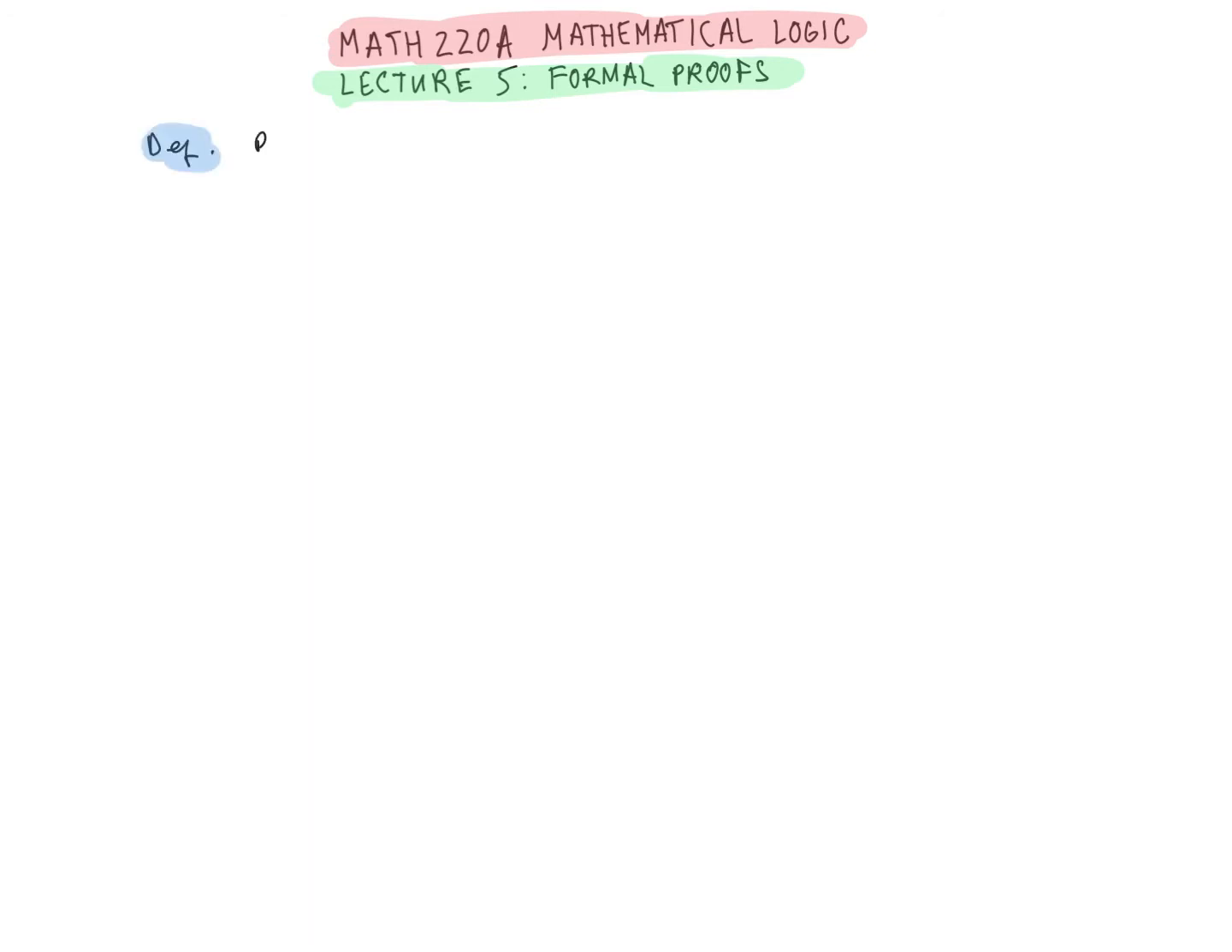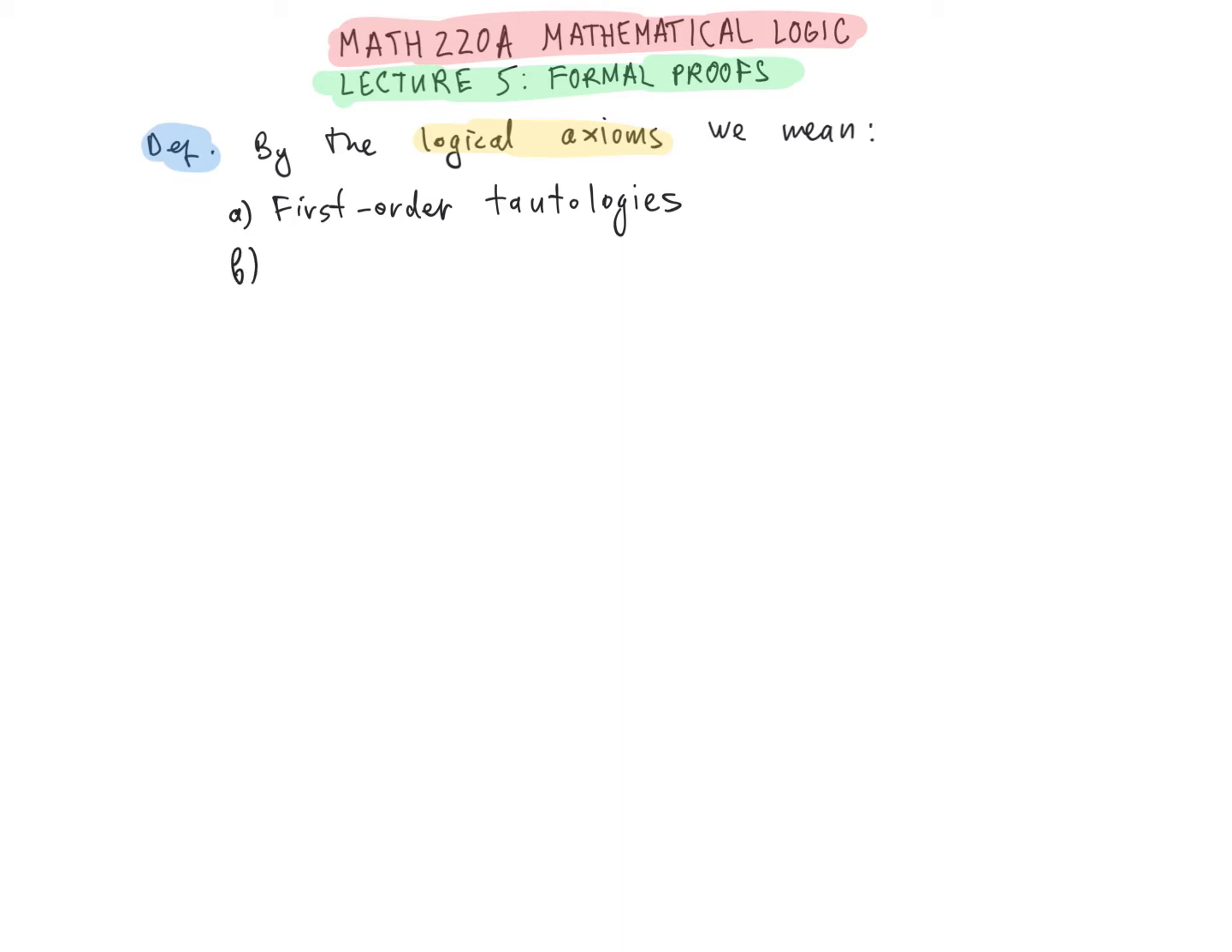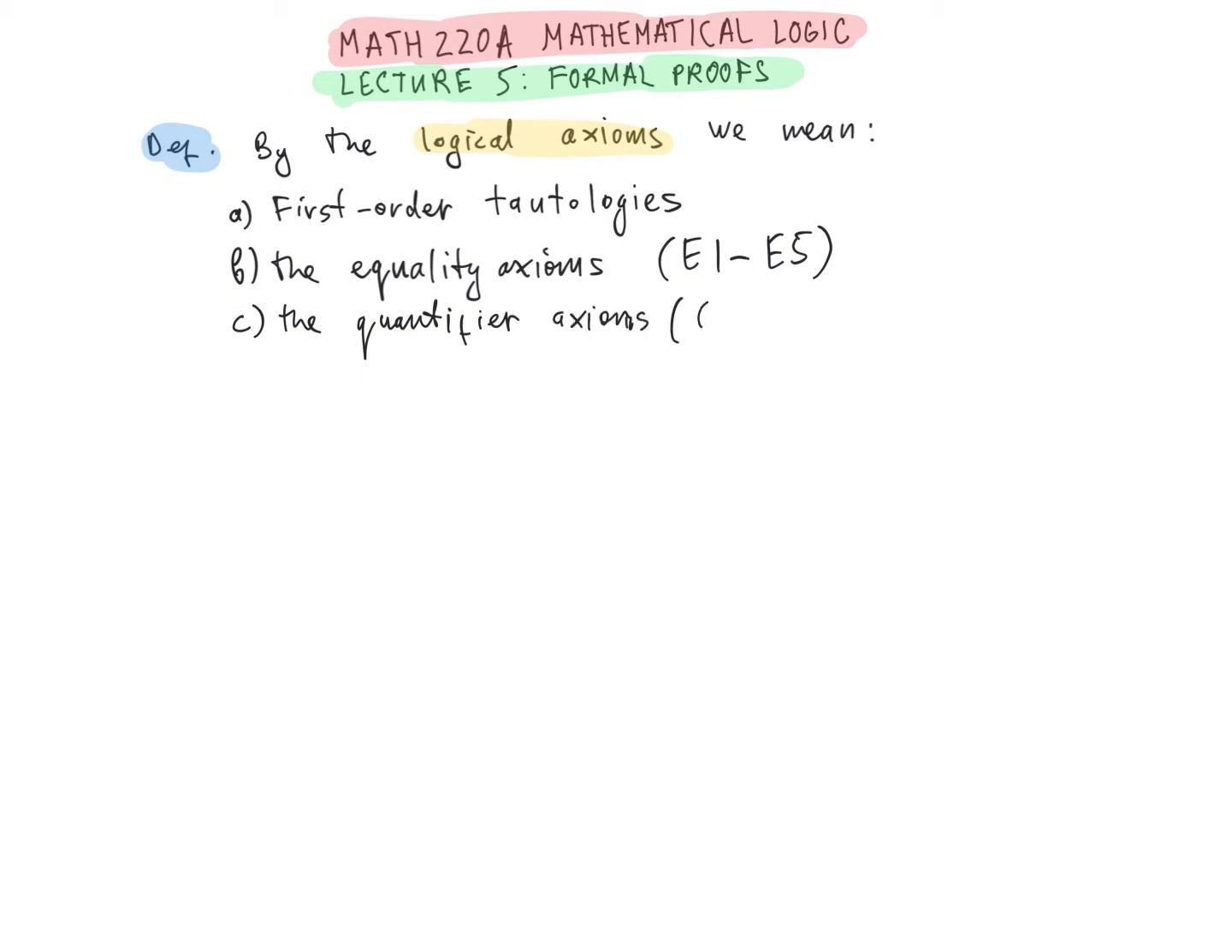Definition: by the logical axioms we mean the following universally valid formulas: A, first order tautologies, B, the equality axioms, E1 through E5, and C, the quantifier axioms, Q1 through Q3, all introduced in the previous lecture.